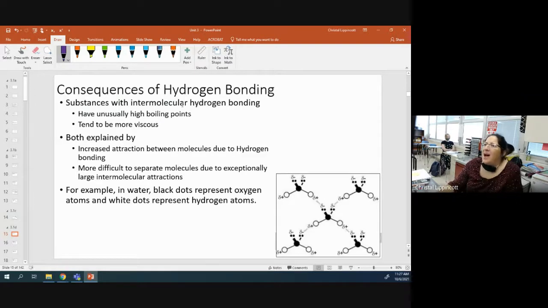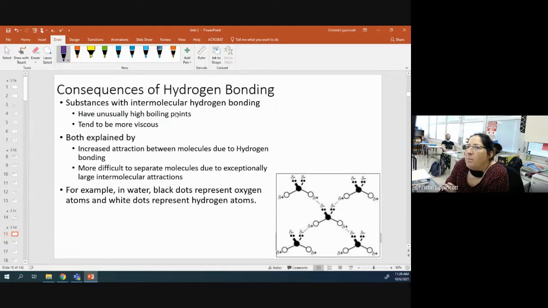Substances with hydrogen bonding typically have higher boiling points. They tend to be viscous. What does that mean? Thicker. Yeah, thicker. And if we were to drop it, it would take a longer time for that drop to fall. So they tend to be like maple syrup is viscous. Molasses. If you guys have ever had molasses, molasses are viscous. Water is not. Yeah, tar would be viscous.